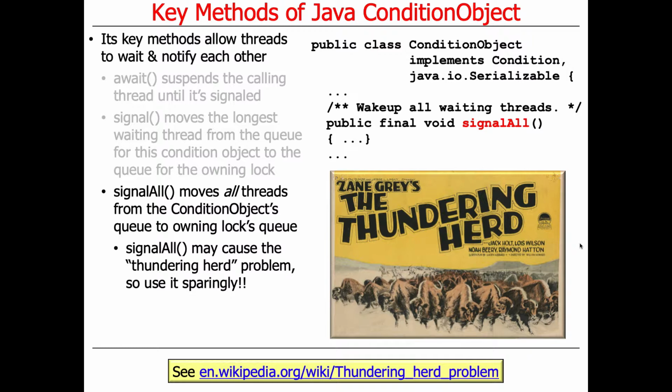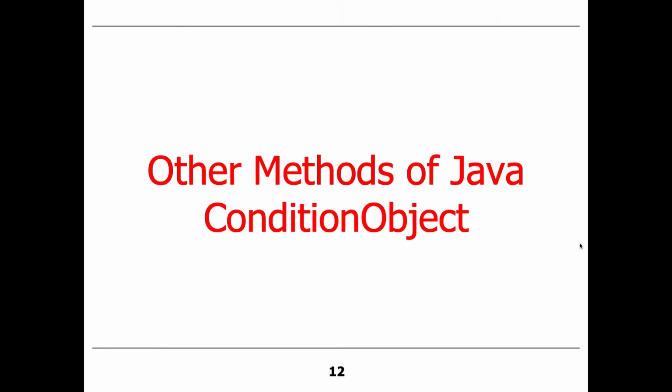Having said that, there are situations where calling signal all makes a lot of sense, especially if there are multiple resources that could be obtained, much like the semaphore example we talked about before.